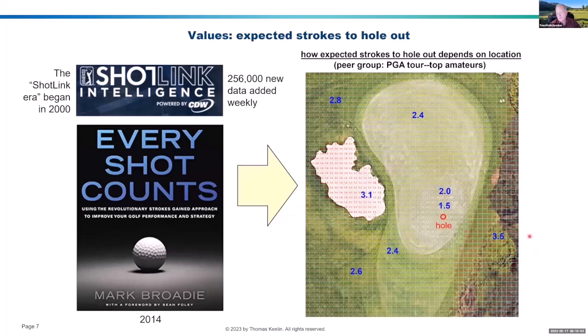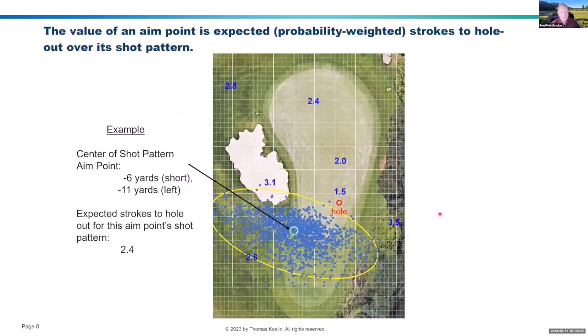The water hazard over here, 3.5, that's a bad place to be. The bunker is bad, but not as bad, and so forth. You can look at the various points. Every square yard here has an expected strokes to hole out number associated with it. I'm not going to go into further detail on that for this presentation, but for these purposes, I'm going to take this map as given.